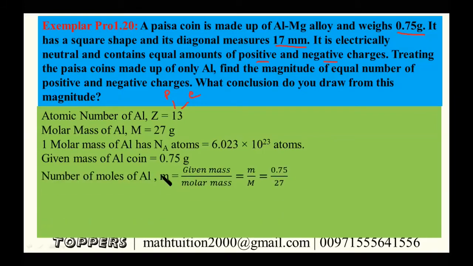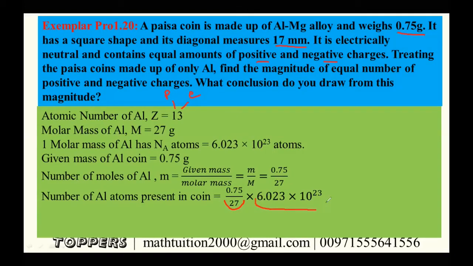So number of moles, how can we find? Given mass by molar mass, small m by capital M, 0.75 gram by 27 gram. That will give you the number of moles. This number of moles multiplied by the Avogadro number will give you the total number of particles. So the number of aluminium atoms present in the coin is number of moles multiplied by Avogadro number, 6.023 × 10²³. So that many atoms are there, right?